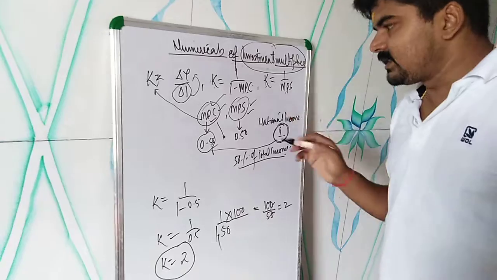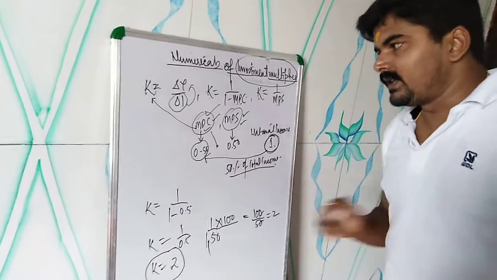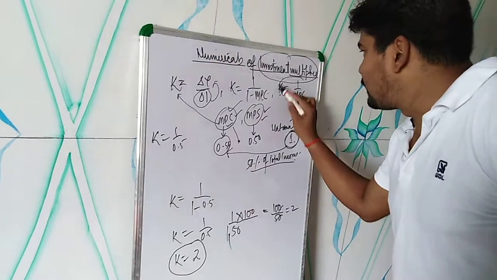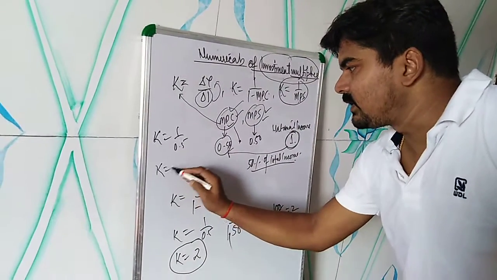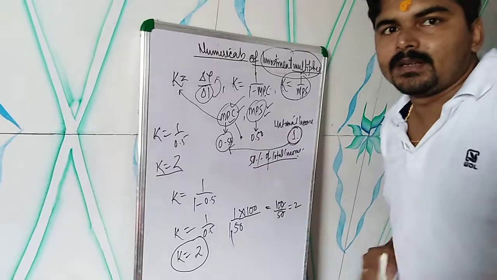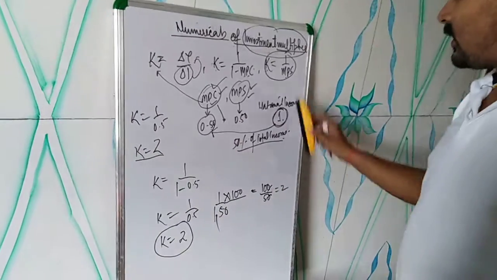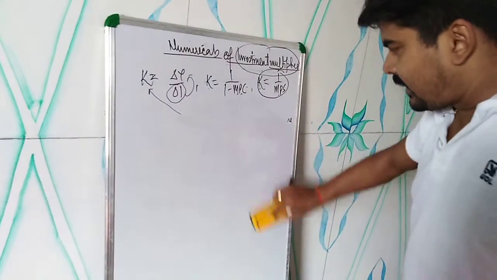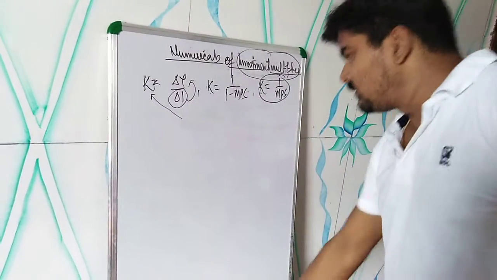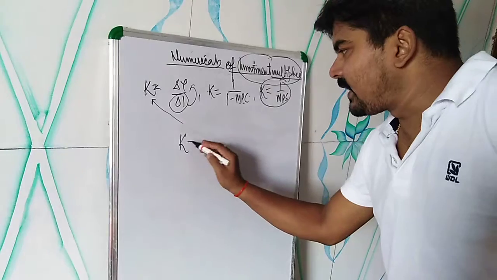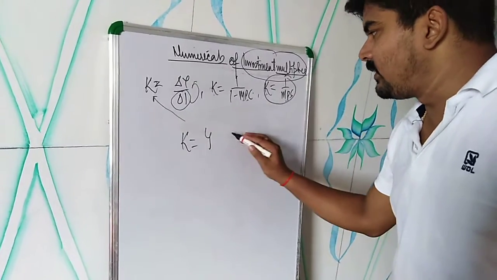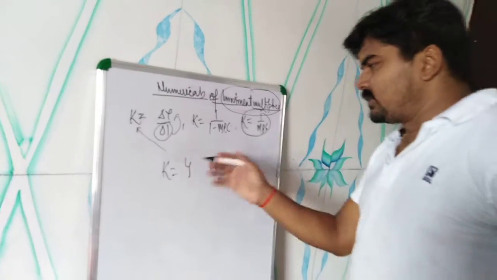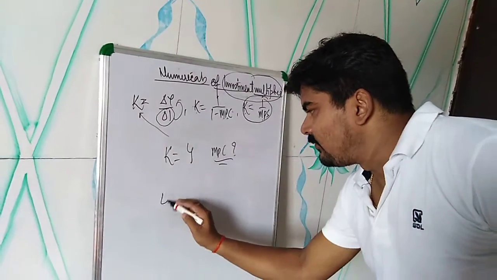Again, if MPS is given, you can also calculate the multiplier. How? K is equal to 1 upon 0.5, the third formula. Simply we can get the multiplier. Again, if the multiplier is given, how can we calculate the value of MPC? Let us understand. If the value of K is given as 4, what would be the value of MPC? We can calculate it by putting the value 4.